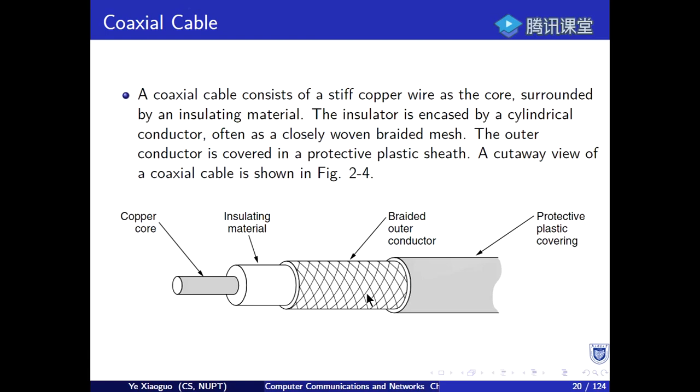Here is a cutaway view of a coaxial cable in Figure 4. The outer coat is a protective plastic covering. The core is a stiff copper wire.